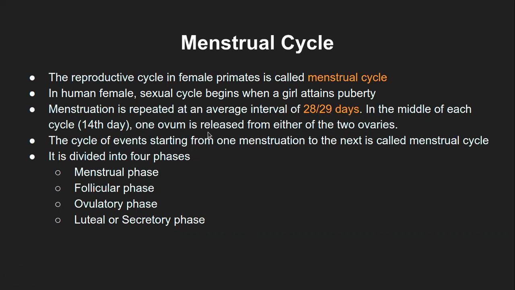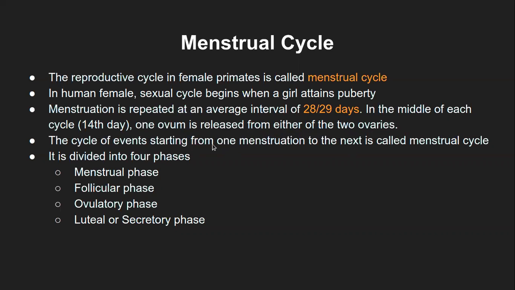In the middle of each cycle, that is the 14th day, that is actually a kind of D-day for the fertilization process. That is one of the most important days, where one ovum is released from either of the two ovaries. Again, this is an important fact. Not both the ovaries will release one ovum each. Otherwise, there is a possibility of fraternal twins. But only one ovum is released from either the left or right ovary.